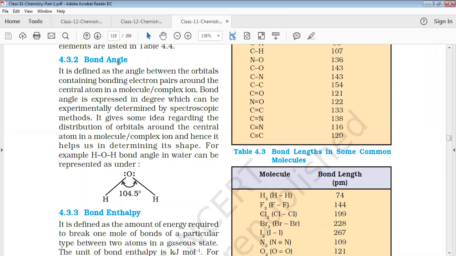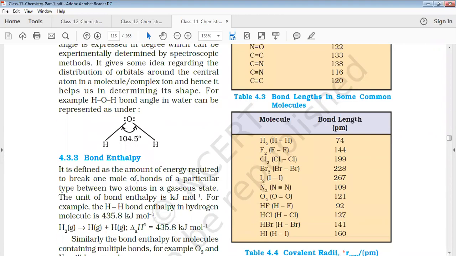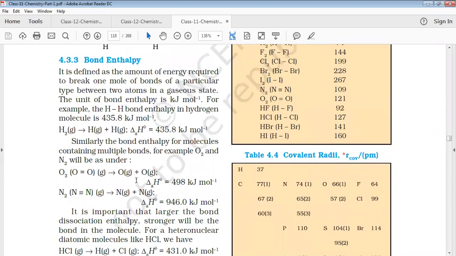So bond angle is just an angle between two bonds bounded with an atom. Two bonds are linked to one atom, and the angle between those two bonds we call bond angle. The angle between two bonds linked with one atom is called the bond angle. Okay, fine. Then bond enthalpy.